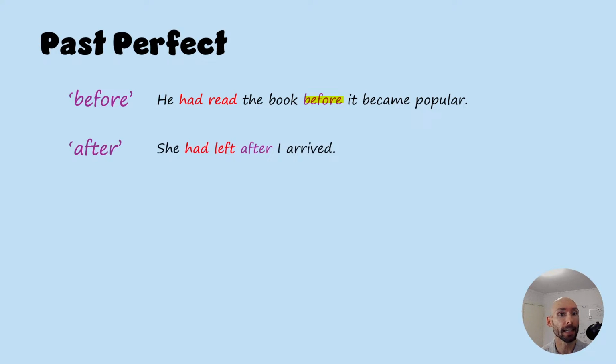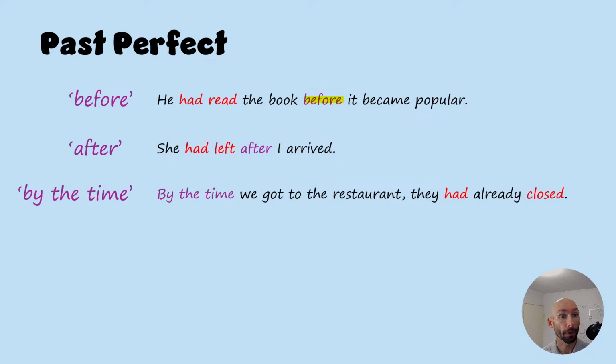Another word that we often see is after. It's another sequencing word. For example, in the sentence, she had left after I arrived. Okay, here we've got a phrase that's often used with past perfect. By the time. For example, by the time we got to the restaurant, they had already closed. You can see our past perfect is here. Had already closed. And already is another word that's often used, and you can see it's used in this sentence as well. Because again, it's talking about time, an event that has already occurred before another one.